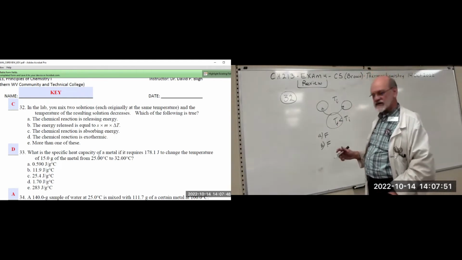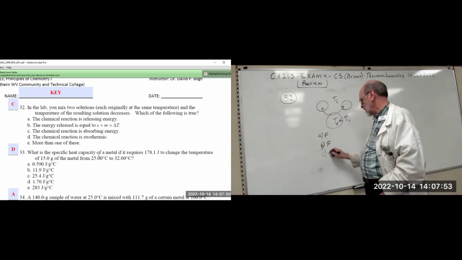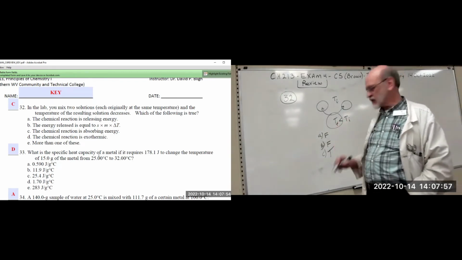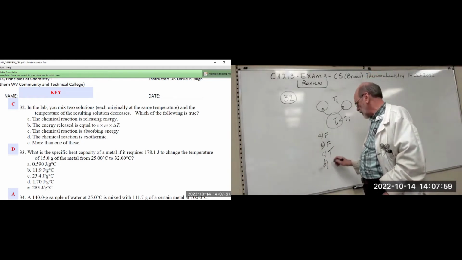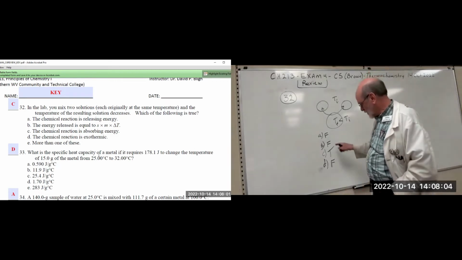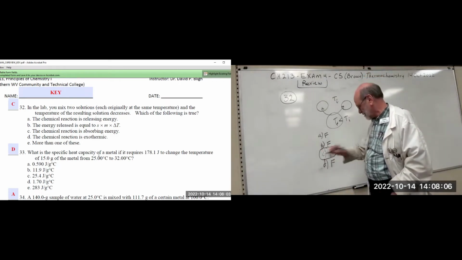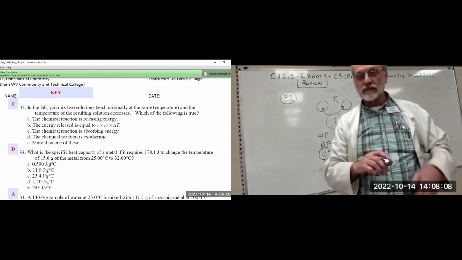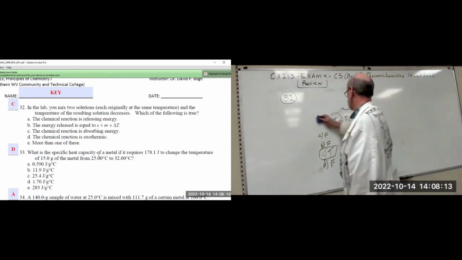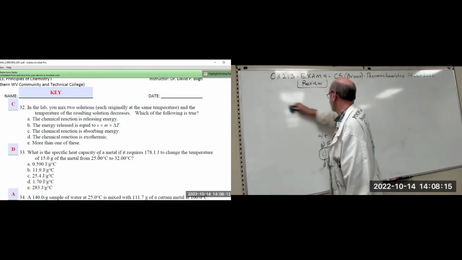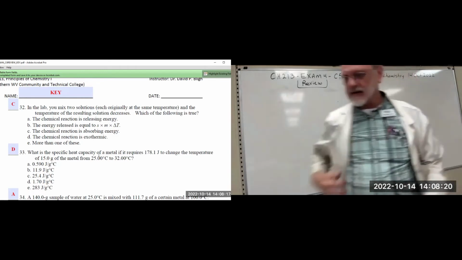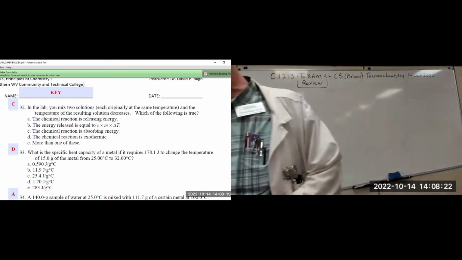C, the chemical reaction is absorbing energy. True. It's an endothermic reaction. D says it's exothermic, right? That's false. So there's just this one that's true. All right. So now that was fairly easy.